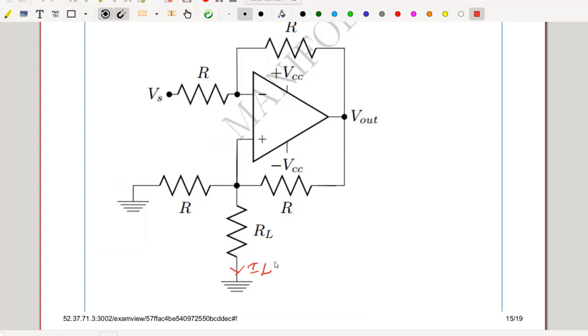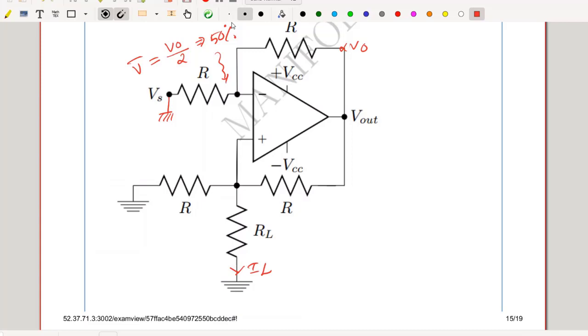While evaluating the amount of feedback at the input side, I should neglect the independent sources. Here it is my independent voltage source, so I should short it to ground. Implies my V minus is nothing but V out divided equally between the resistors. So V minus is equal to V out by 2, implies 50% feedback. 50% of the output is fed back to the negative input.